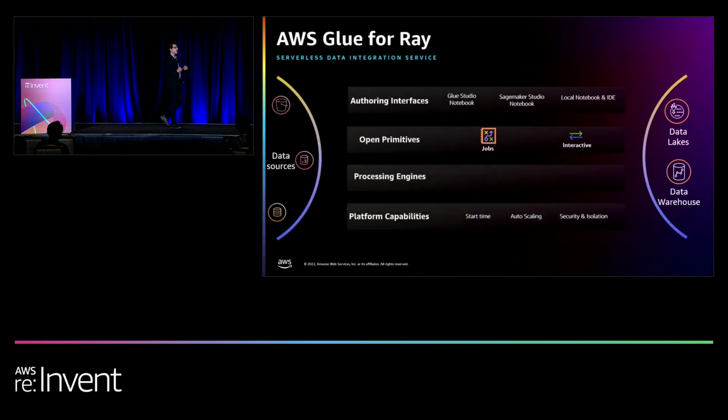Now let's see how we use this with AWS Glue. AWS Glue is a serverless data integration service. AWS Glue for Ray supports all the features and products of AWS Glue. So you can now take your Ray application and run it as a job, or you can use Glue Studio notebooks to interactively author your Ray code.